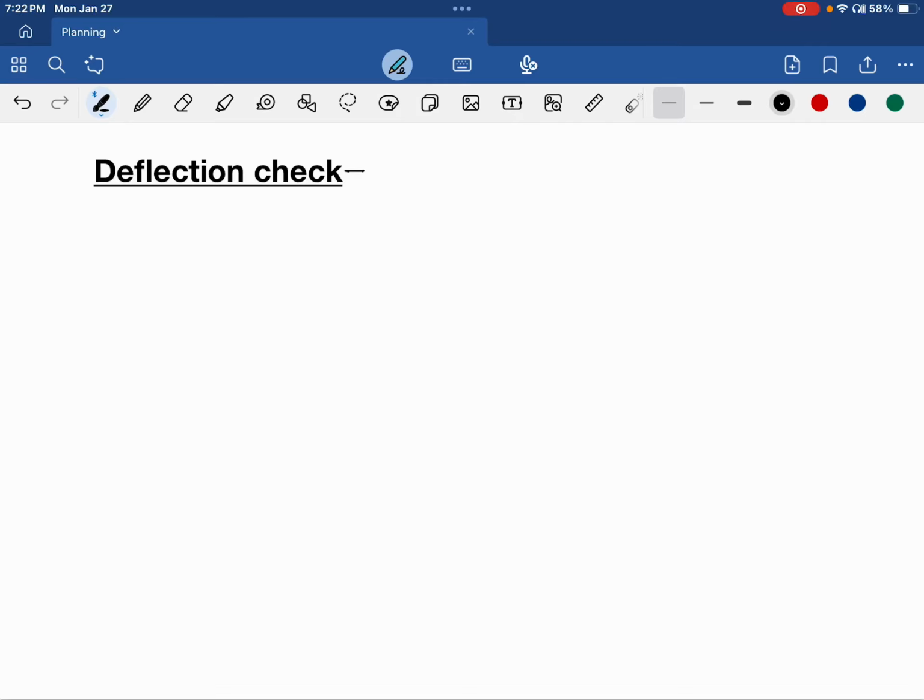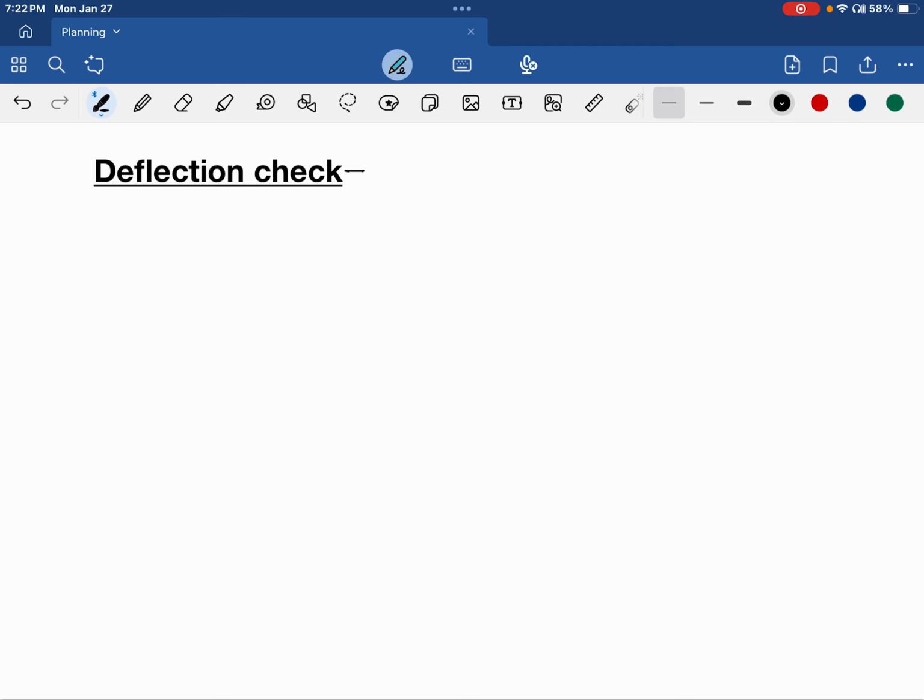Just wanted to discuss today's remaining part of the problem. So that is your deflection check. We have designed the slab. We know the reinforcement details, the thickness. Now we just need to have a check on the serviceability criteria. That is your deflection check.